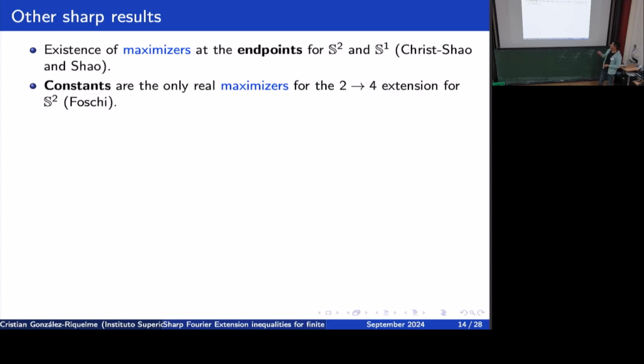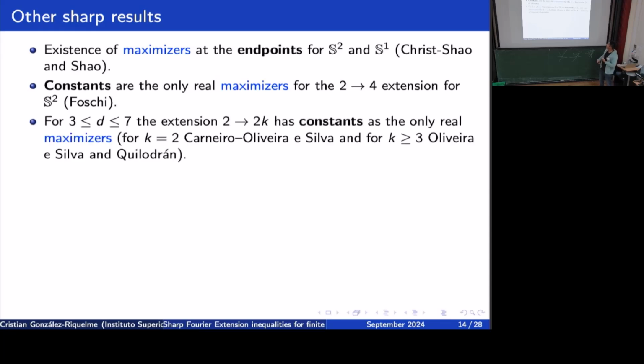Also, constants are the only real maximizers in. It was proved later, with a different result and in a different way, that the constants are the only real maximizers in the L2, L4 extension for the sphere. Well, there are more results in this case for the sphere. I think the L2 to L4 estimate was done by Carneiro and Oliveira e Silva, and the higher L2 to L2K was proved by Oliveira e Silva and René Quilodrán. All this in dimension between 3 and 7, the other cases are not done. It's still another problem for higher dimensions.